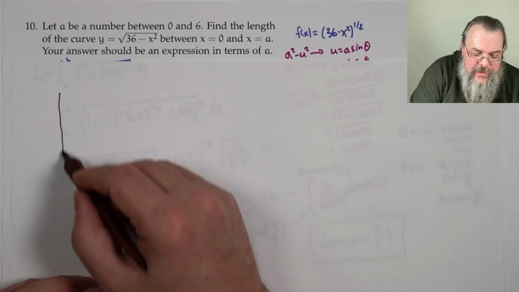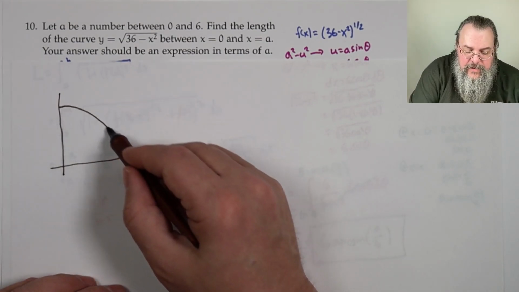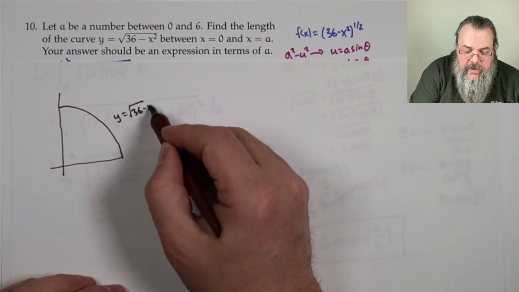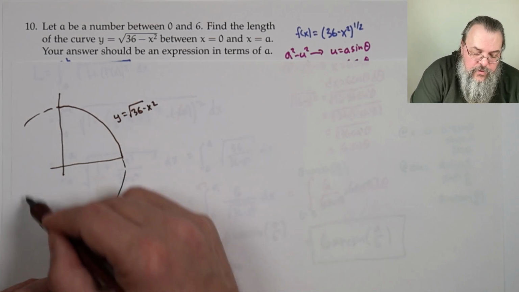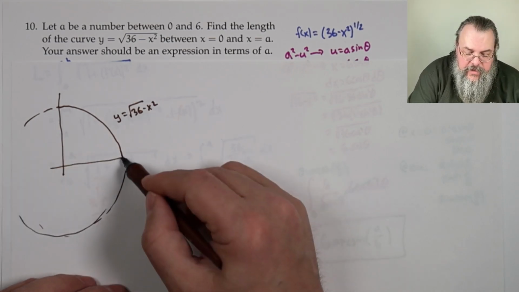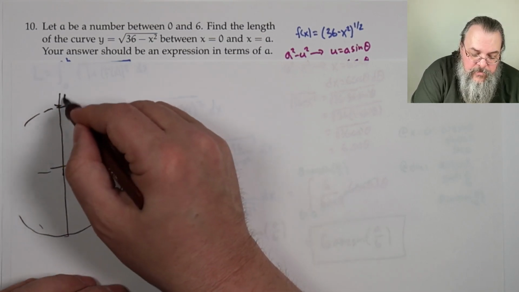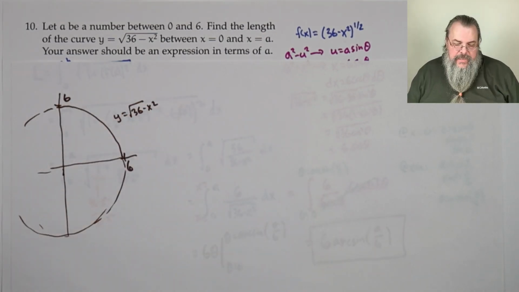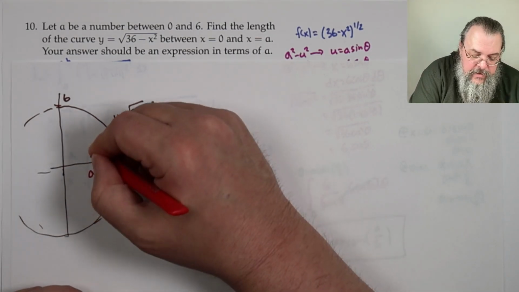Let's talk about the picture. So what's going on here is we have this curve, y equals the square root of 36 minus x squared. And it's really part of a circle. Okay, so it's part of a circle of radius 6. Now, we're going out to some point A. And so let's say this is our A.